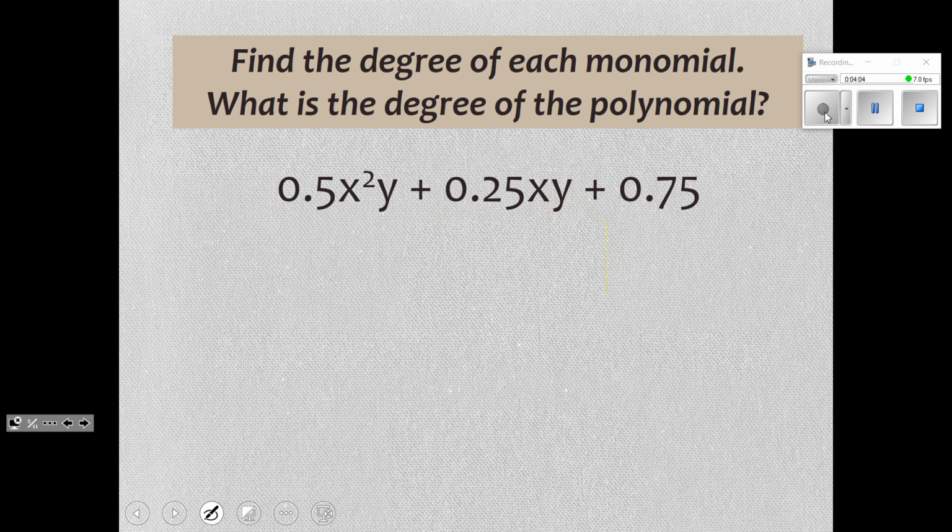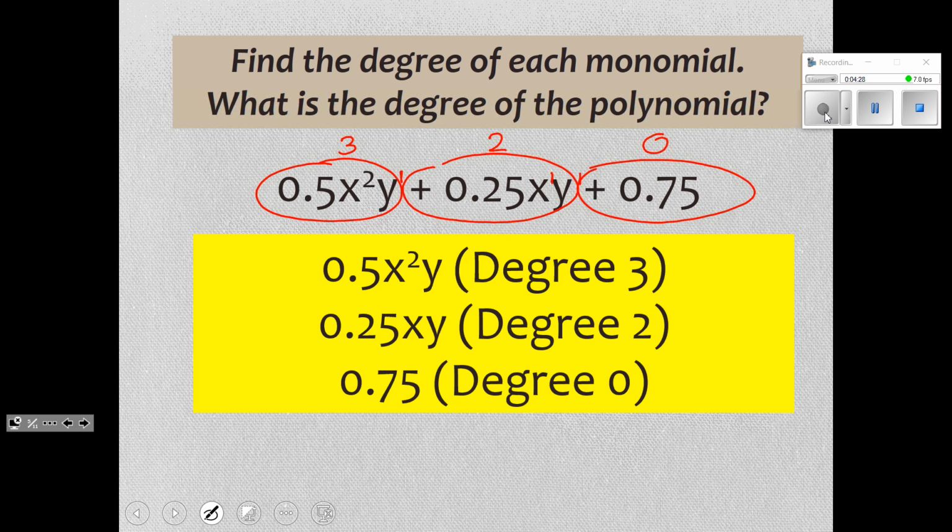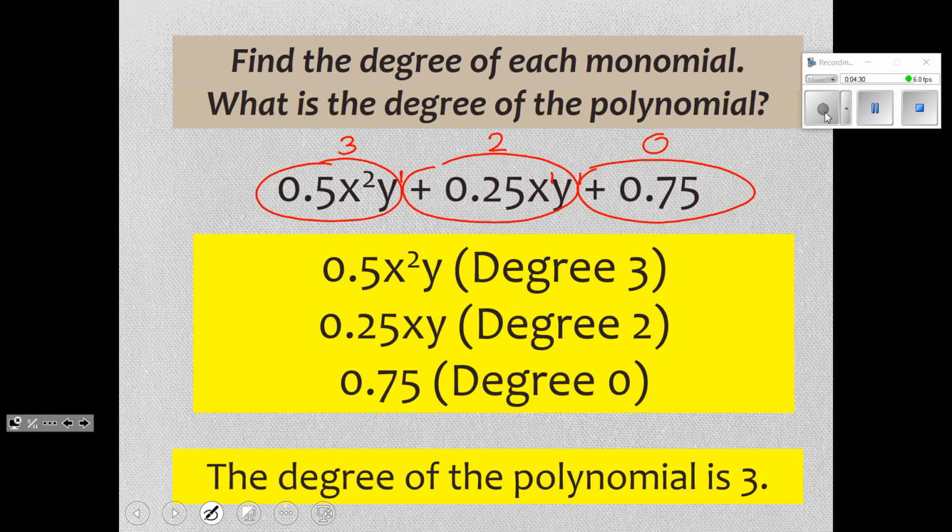In the next example, we have 3 terms, or 3 monomials connected together with plus and minus signs. Let's find the degree of each. Here you have x squared and y to the 1st. That gives us a degree of 3. Here we have x to the 1st, y to the 1st. That gives us a degree of 2. This one has no variable, so degree of 0. So the entire polynomial has a degree of 3. It's the one with the highest degree.